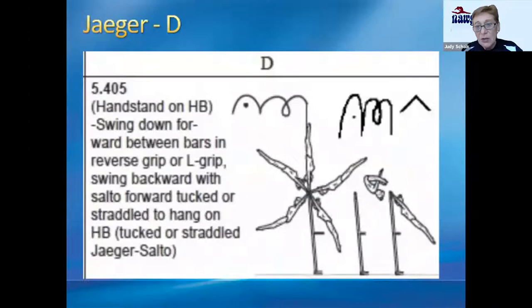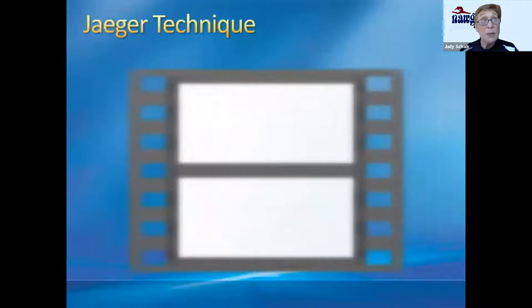But we are going to deal with the straddle, obviously, in this situation, which is the most common one. Nowadays, of course, you see more pike Jaegers than ever before since they're an E, but we're still going to see the straddle Jaeger is what I've chosen. So here's the technique for straddle Jaeger.